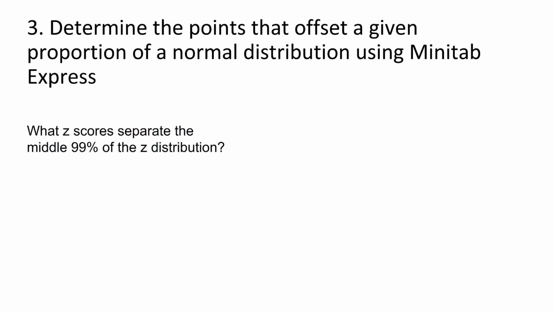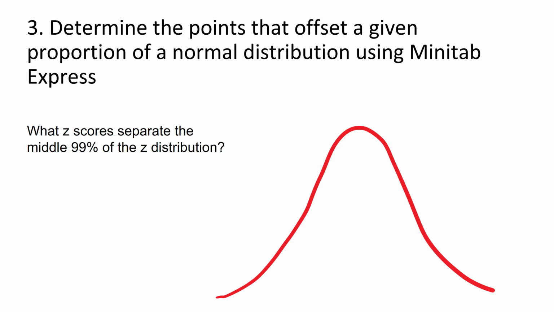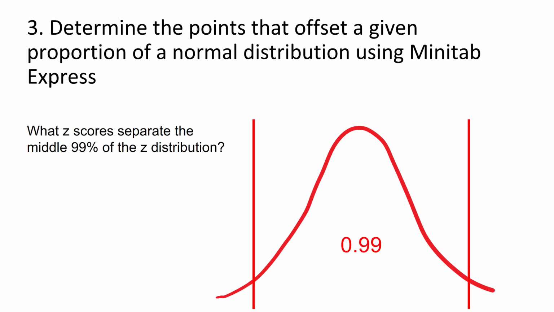In this example, we're going to find the z-scores that separate the middle 99% of the z-distribution. If we were to draw this out, the proportion in the middle of the distribution would be 0.99, because Minitab Express is going to ask for proportions, not percentages. And the remaining 1%, or 0.01, will be split evenly between the two tails. Remember this, because what Minitab Express is going to ask for is the proportion split between the two tails, not the proportion in the middle. I'll take you to Minitab Express now to show you how to find those z-values.